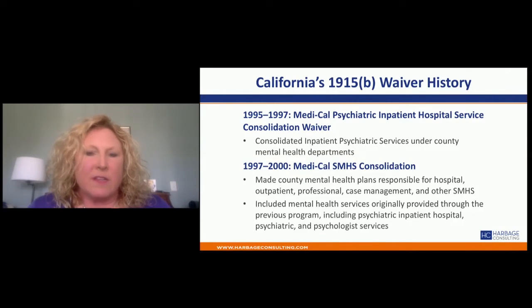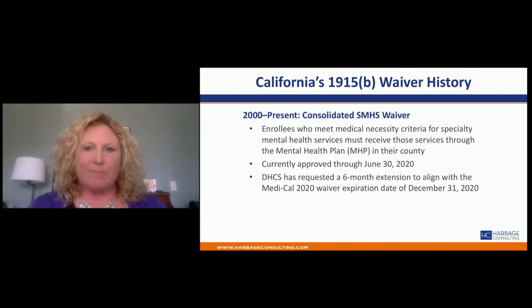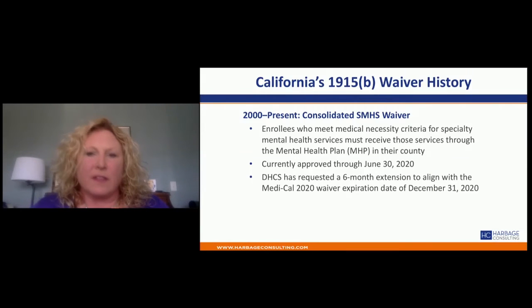Then in 1997, the state got a renewal of their first waiver to further add services to the county mental health plan. It broadened it quite significantly in that second waiver, and also started focusing on consolidating specialty mental health services, which has become a really important issue as things go forward. Next slide. In 2000, the state did, in fact, complete the consolidation of their specialty mental health services into county mental health plans. As you see here, enrollees who can meet the medical necessity criteria for those types of mental health services can receive a set of services through that mental health plan in their county.